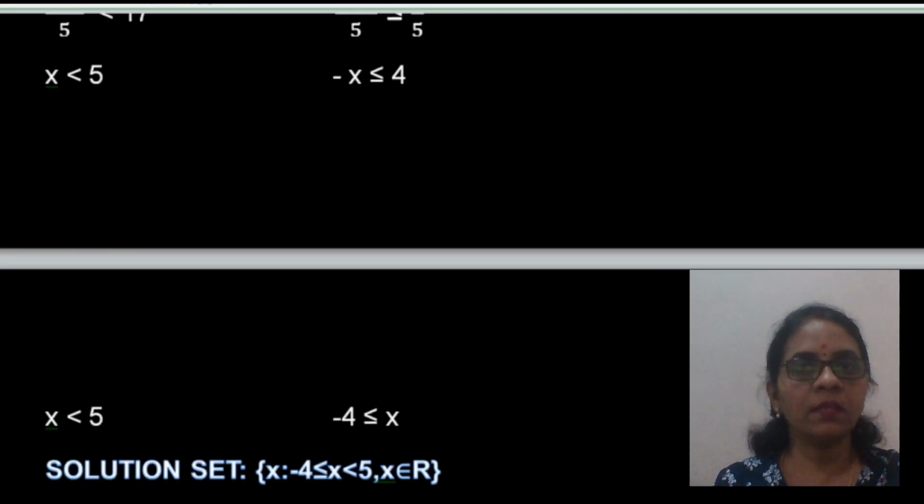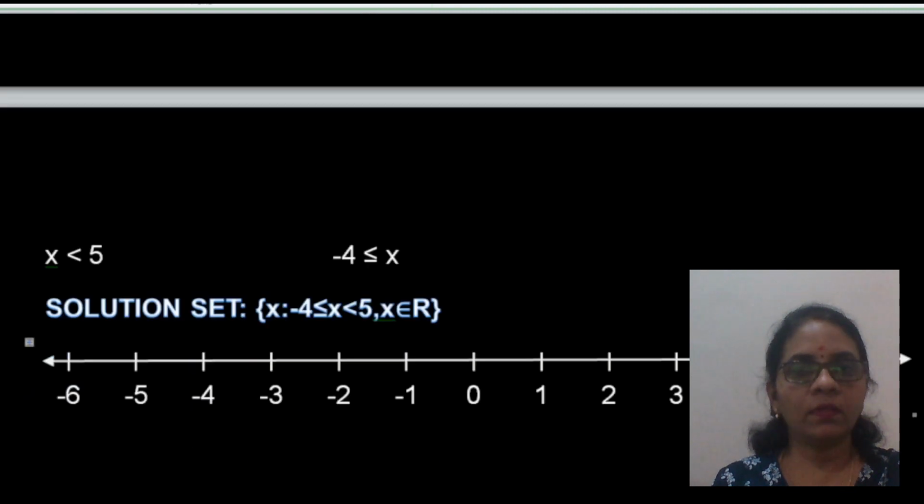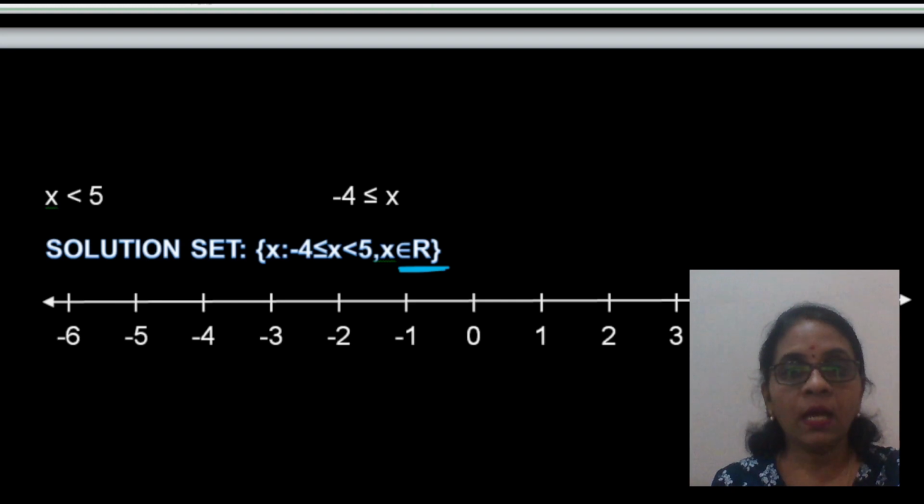Minus 4 less than or equal to x less than 5. This is the number line. So let's plot it here. Now it belongs to which category? It belongs to the category of real numbers. Real numbers means the entire portion between the numbers should be highlighted.